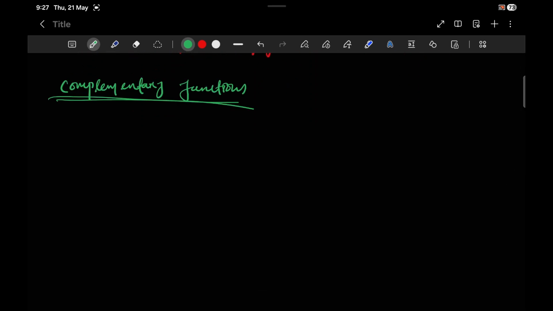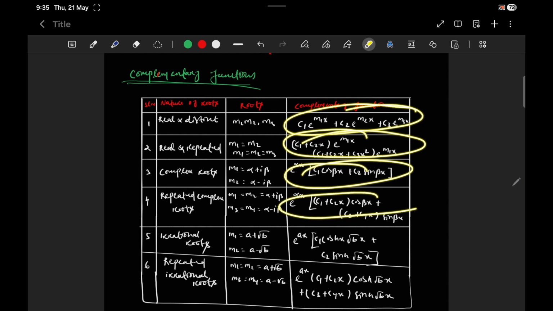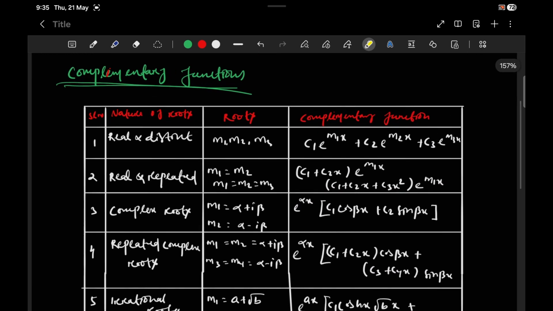We have a table for each case and how the case will affect the solution. So let's make the table first. This is pretty much the table we are going to follow to get the complementary functions. We have a total of 6 cases, and there are 6 different types of complementary functions, one for each case. We are going to study those in a very detailed explanation. So let's go to the first.